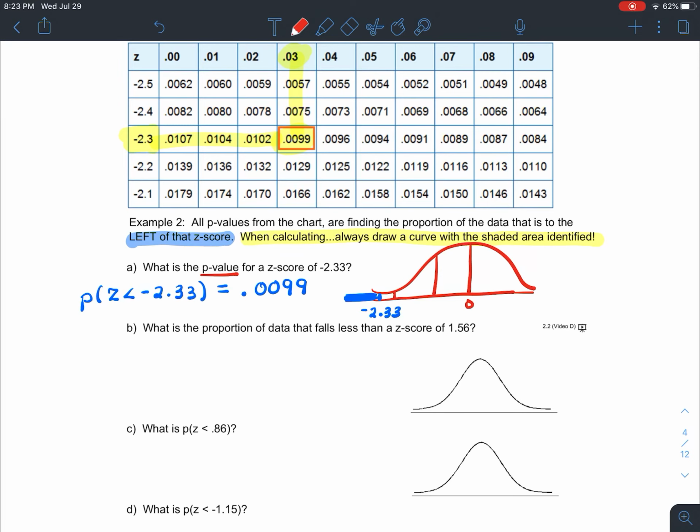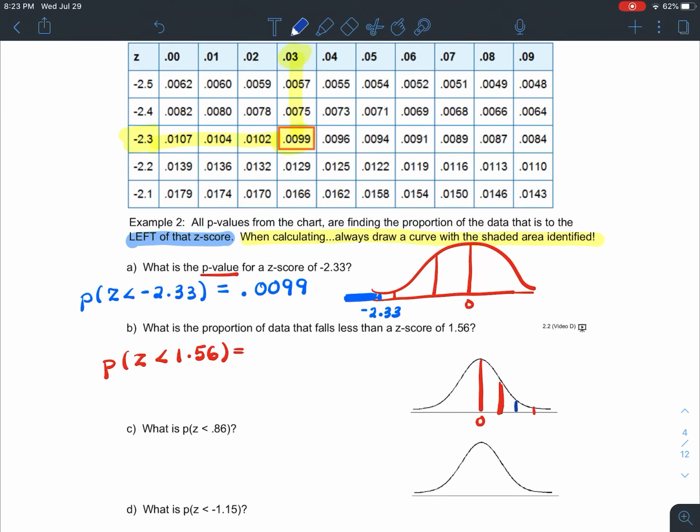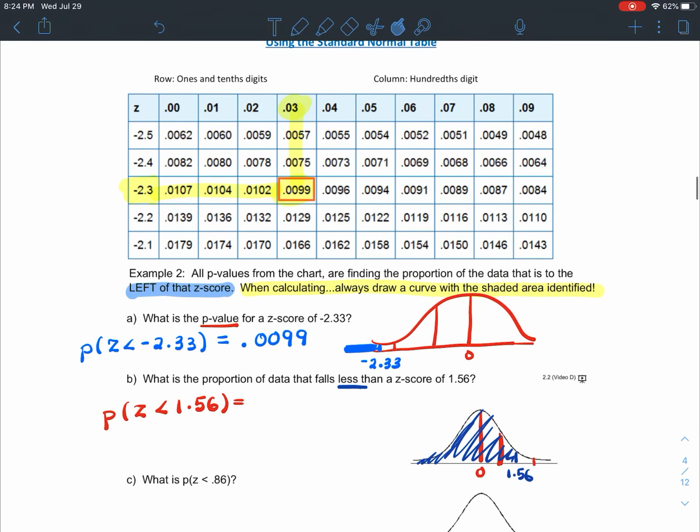I started drawing some little bell-shaped curves here for you. It says, what proportion of the data falls less than a z-score of 1.56? So I'm going to mark that the mean is 0 down the middle. Here's one standard deviation to the right. There's 2, and we're looking at a z-score of 1.56, so I'm going to label where that is. This said less than, so I'm going to shade everything to the left. Now, this is more than half the curve, so I'm definitely expecting my answer to be more than 50%.